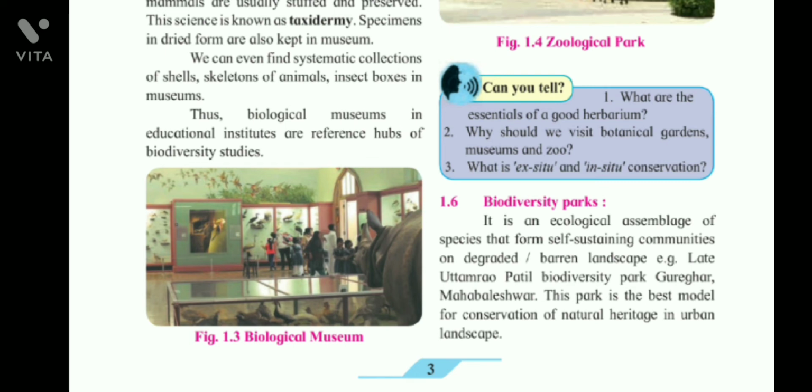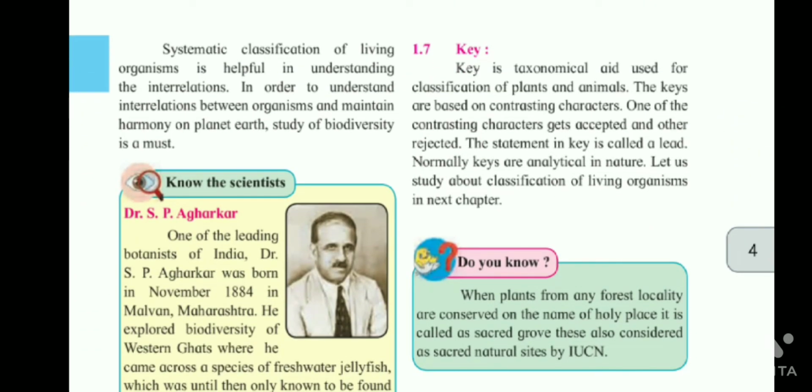1.6 Biodiversity parks. It is an ecological assemblage of species that form self sustaining communities on degraded or barren landscape. Example: Late Uttamrao Patil Biodiversity Park, Gureghar, Mahabaleshwar. This park is the best model for conservation of natural heritage in urban landscape. Systematic classification of living organisms is helpful in understanding the interrelation. In order to understand the interrelation between organisms and maintain harmony on planet Earth, study of biodiversity is a must.